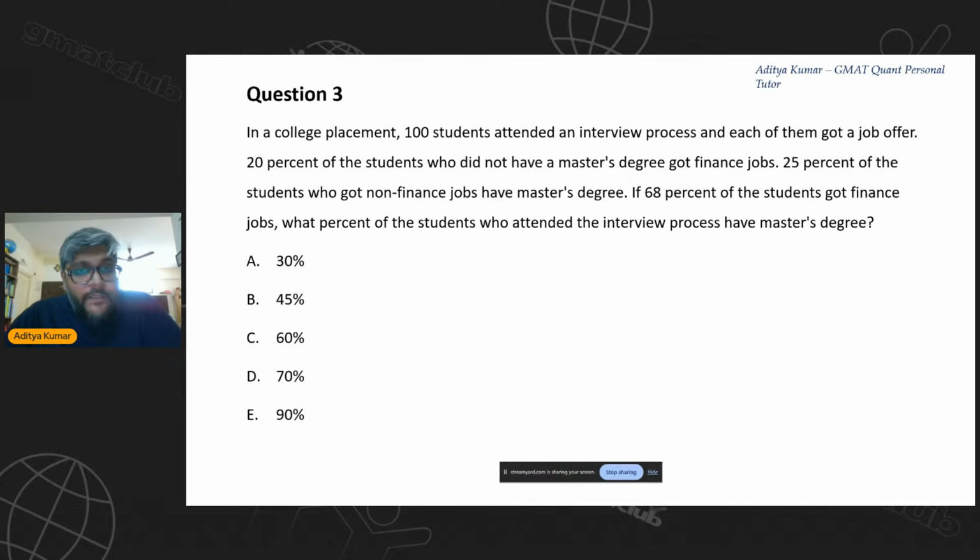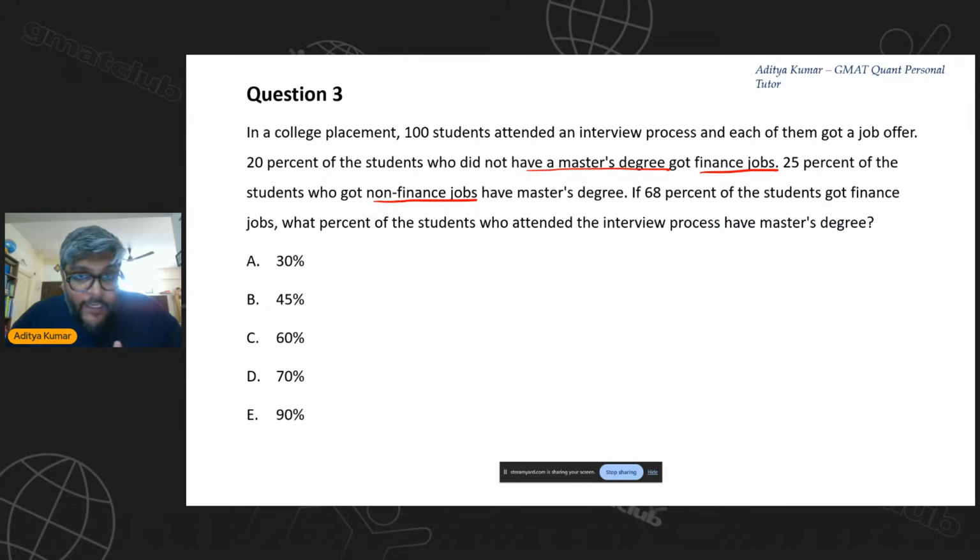In a college placement, 100 students attended an interview process and each of them got a job offer. 20% of the students who did not have a master's degree got finance jobs. Immediately, when I read this question, I see they're saying 20% of the students who did not have a master's degree. So I have two quantities there: had a master's degree, did not have a master's degree, and got finance jobs. So that's my third quantity, finance jobs. And 25% of the students who got non-finance jobs. So again, I see non-finance job, that's my fourth quantity.